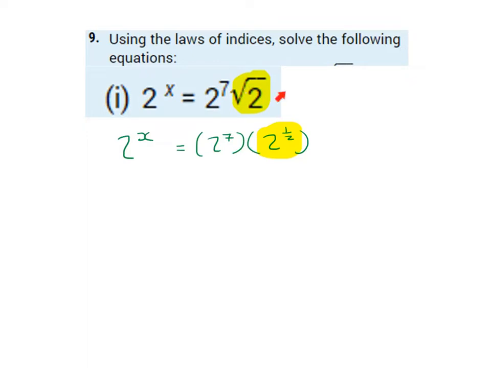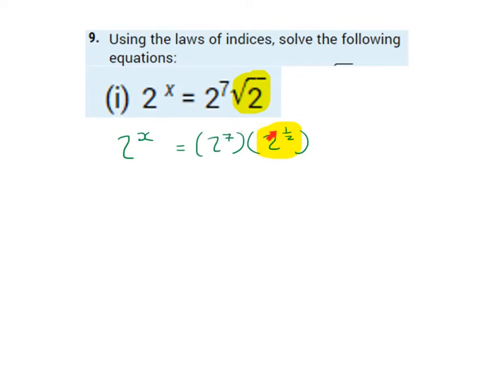And the square root of 2 is 2 to the power of a half. The square root of anything is that number raised to the power of a half. And again, notice I have brackets here to indicate that we're multiplying them. So we're going to multiply 2 to the power of 7 by 2 to the power of a half. And ultimately we just want 2 to the power of something. Because if we have 2 to the power of something on the left and 2 to the power of something on the right, we can cancel out the 2's, we can cancel out the bases and solve for x.